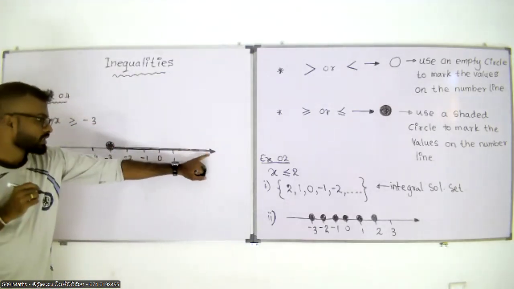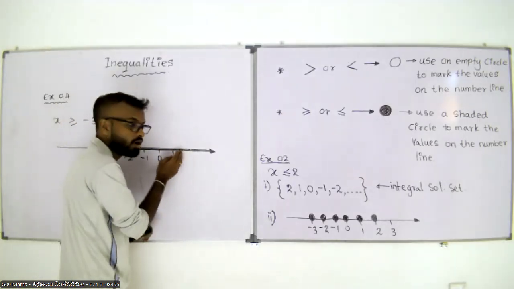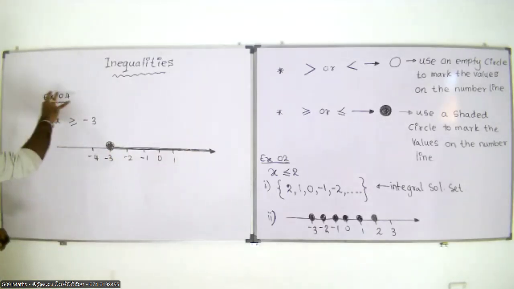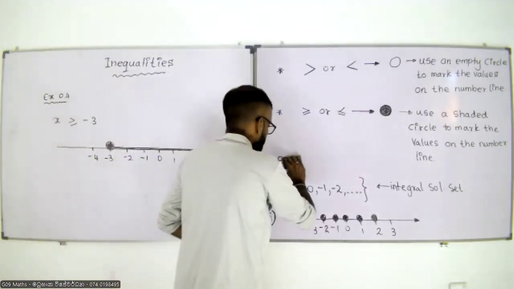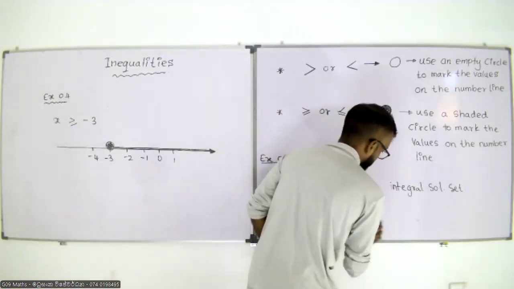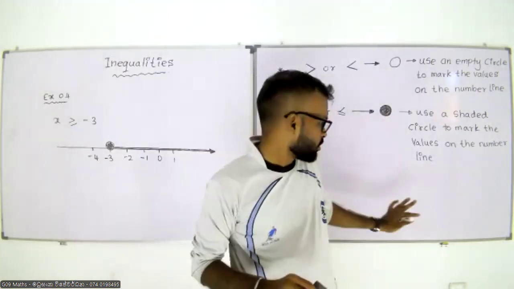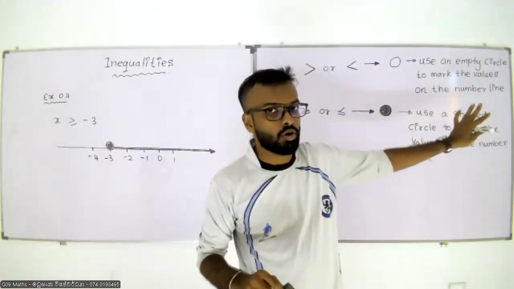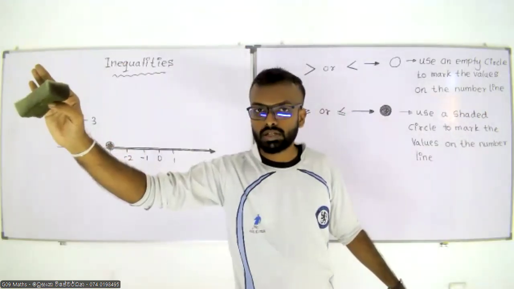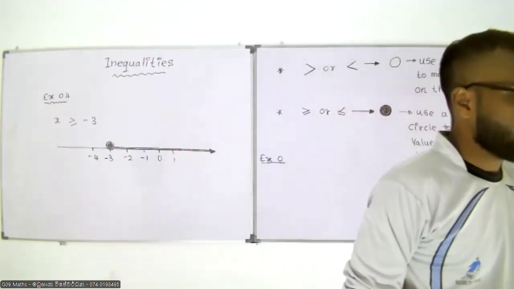Up to the arrow point, you have to highlight that. You cannot stop somewhere around here. You have to completely highlight up to infinity, up to that arrow. So this is the answer for example number 4. They are asking for the solution set, not the integral solution set. For integral solutions, you have to mark only the integers with dots. But when they ask for the solution set, all possible solutions, you have to mark it like this with a marker.